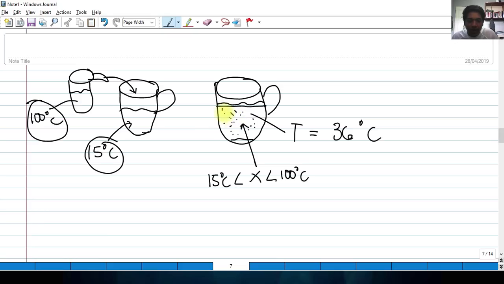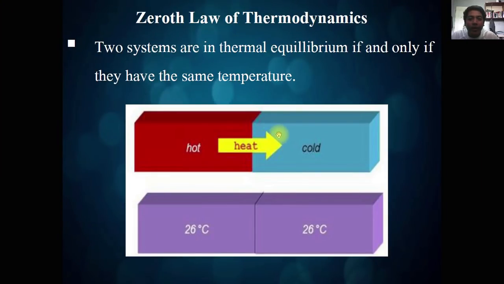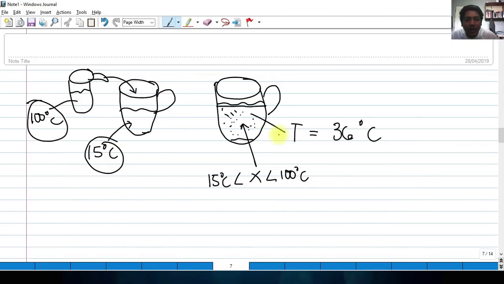So, at any point of this water, at any height with respect to the bottom of the cup, the temperature is the same. That is basically thermal equilibrium, if and only if the two objects have the same temperature. And after some time, the temperature of the cup will also be 36 degrees Celsius. Then you leave it there, just leave it there.